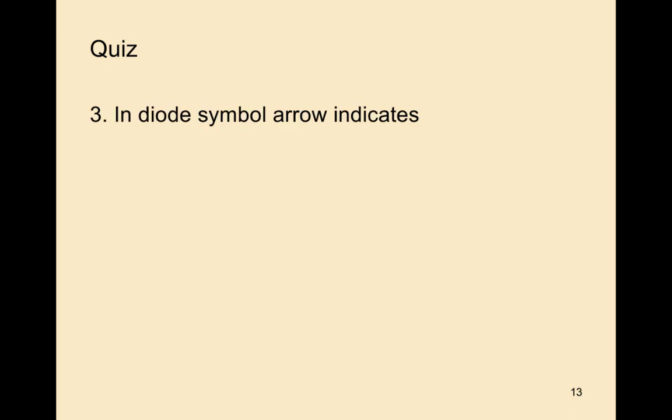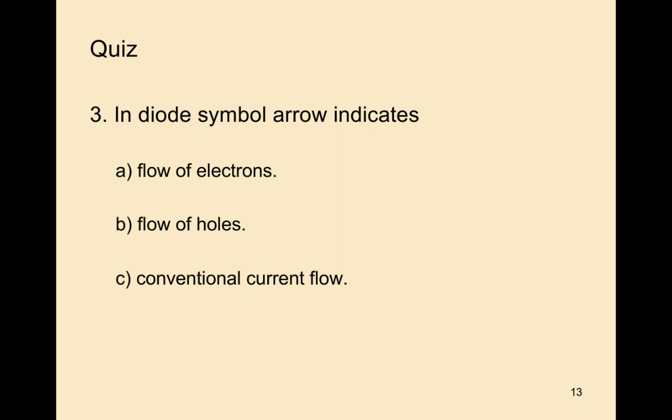Next question: in a diode symbol, the arrow indicates flow of electrons, flow of holes, or third option, conventional current flow. So in the diode symbol the arrow indicates what? Conventional current flow. C is the correct answer. In the diode symbol, the arrow indicates conventional current flow. So these are some quiz questions.